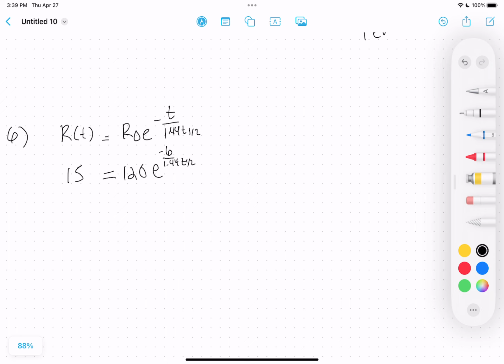Will we have to change the 120 and 15 to be decay per day since it's decay per second? Yeah, I'll get to that here in a second, but yeah, you're on the right track.